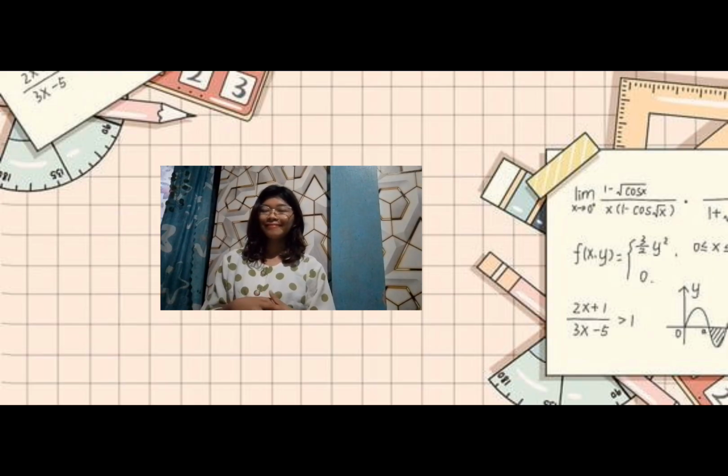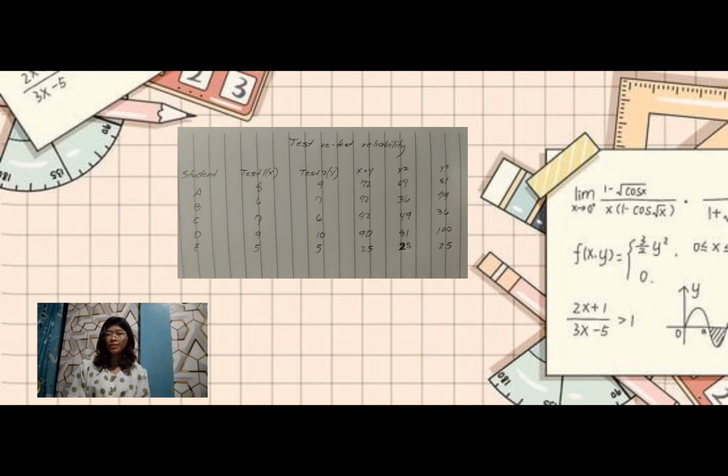So come on. As you can see, we have the format here, and now we will know how to solve that. First of all, we are going to get the x and y. Let's solve the problem. Say for example, we have five students, A, B, C, D, E, and we conduct a test: test 1, which is the x, and then test 2, which is the y.